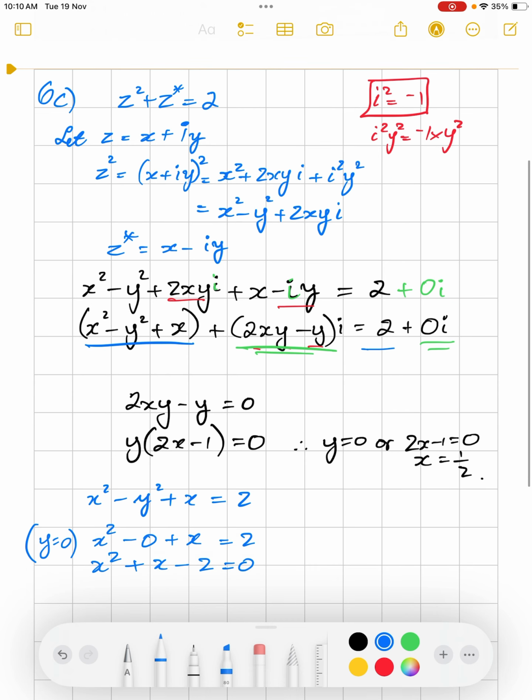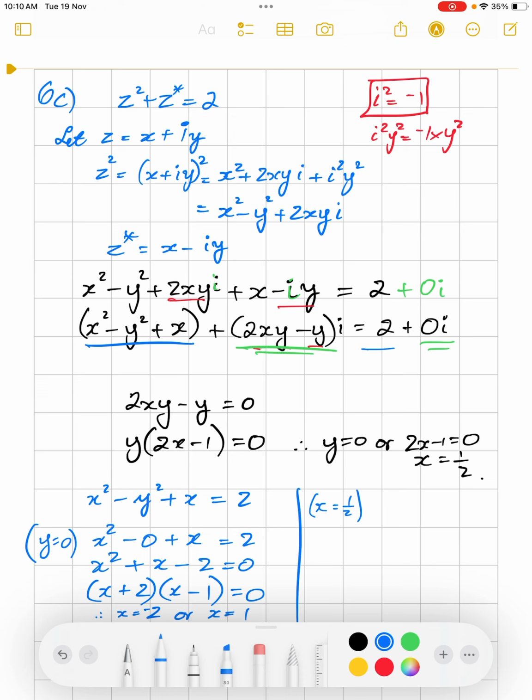We can factorize that. Two numbers that multiply to equal -2 and add to give 1 are 2 and -1. So therefore, x could equal -2 or x could equal 1. We've got our two solutions so far. Now let's look at when x is a half.